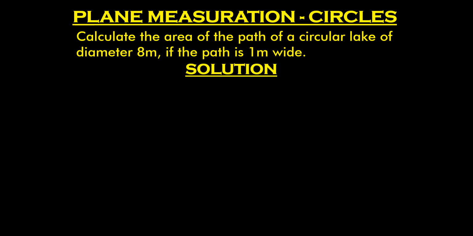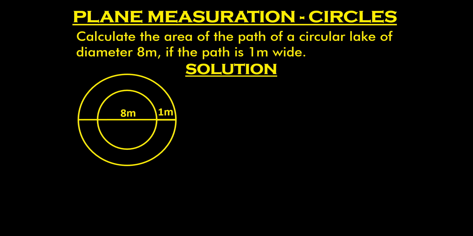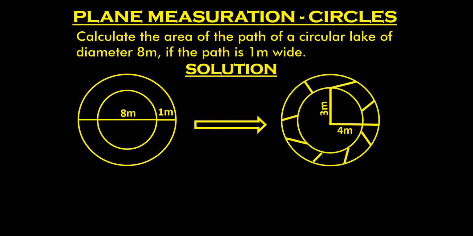Simple solution. First of all, you need to have a resulting diagram, a rough sketch of what the question actually implies. So the question is: the diameter of the big circle is 8 meters and the path is 1 meter wide, as you can see here. So now what do we do next?